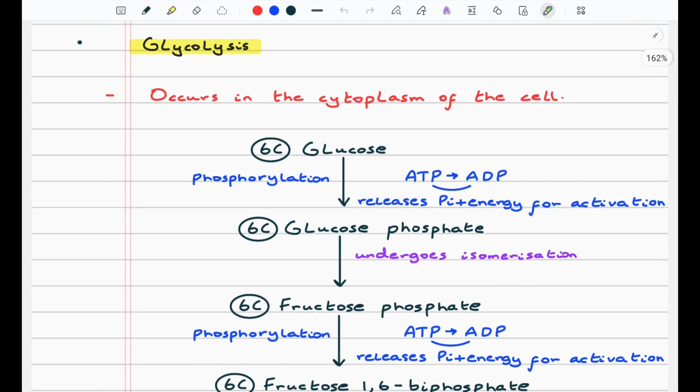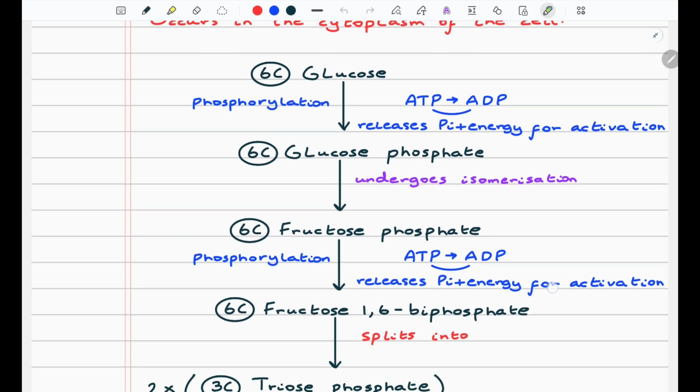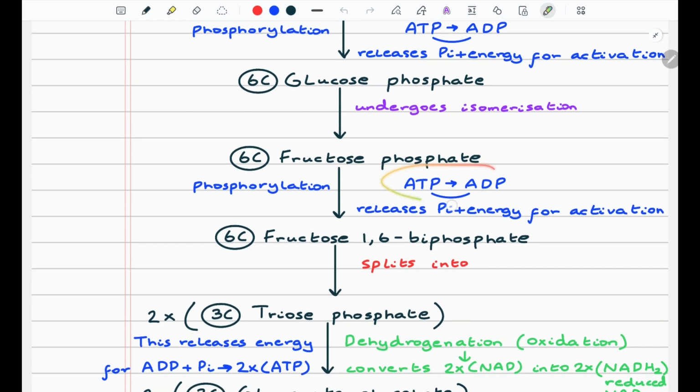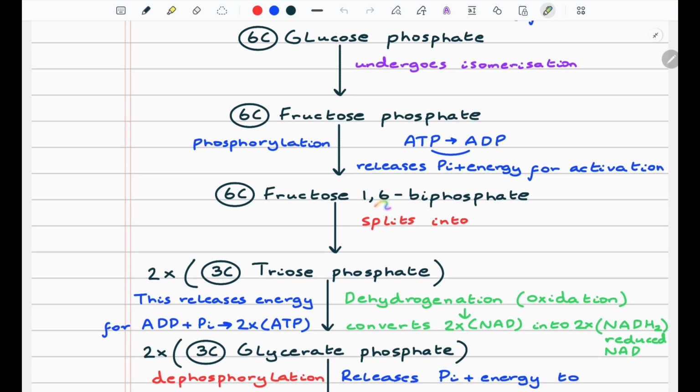First of all, in the first step, we've got glucose, which basically uses up one molecule of ATP and undergoes phosphorylation in order to form glucose phosphate. This glucose phosphate undergoes isomerization in order to form fructose phosphate. The fructose phosphate uses another molecule of ATP, undergoes phosphorylation again in order to form fructose 1,6 biphosphate.